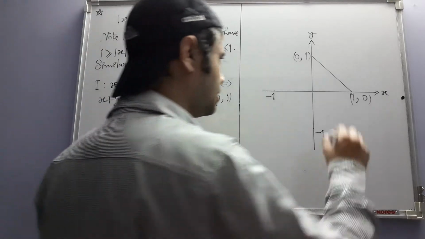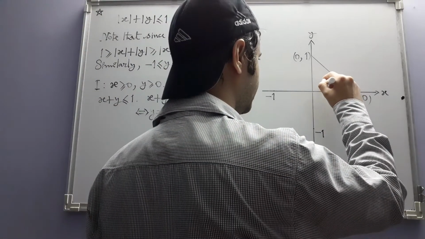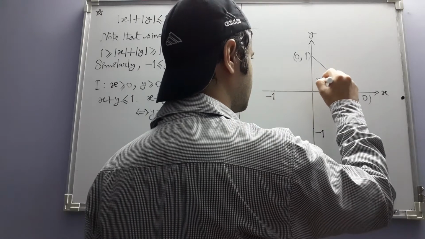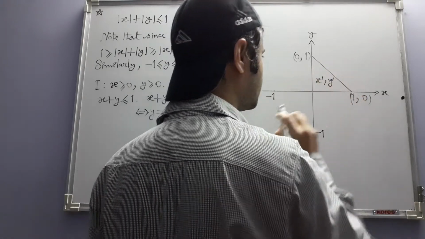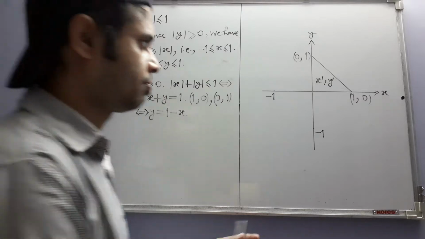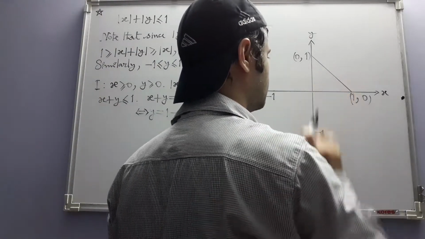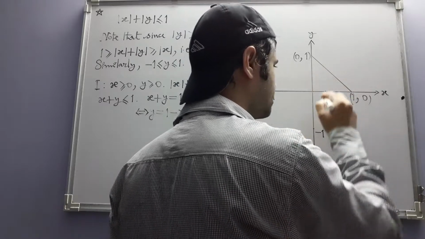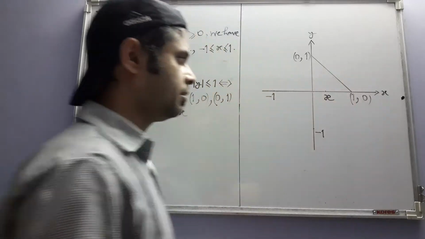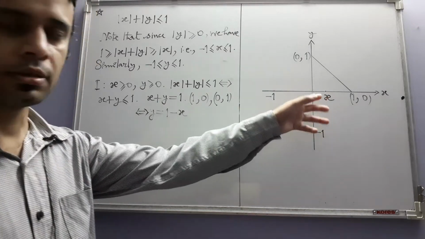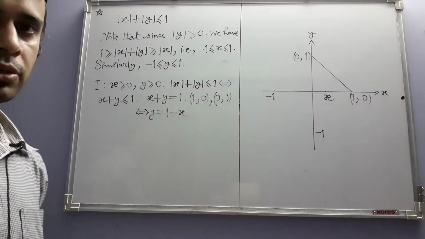Okay, now say you have a point here, say it has some, or let me argue like this: x lies here in a general position where x is greater than or equal to 0 and less than or equal to 1.